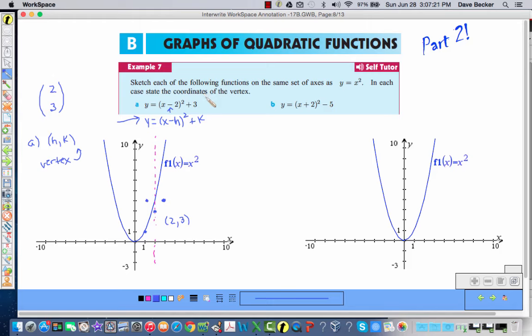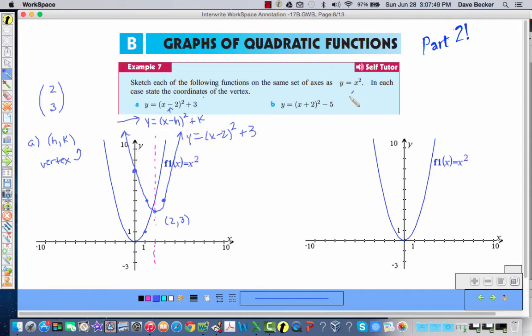You can also easily get the y-intercept. You can let x equal 0, right? -2 squared is 4, plus 3 is 7, so 1, 2, 3, 4, 5, 6, 7. So you have a lot of points to sketch a nice, smooth curve of y equals x minus 2, the quantity squared, plus 3.